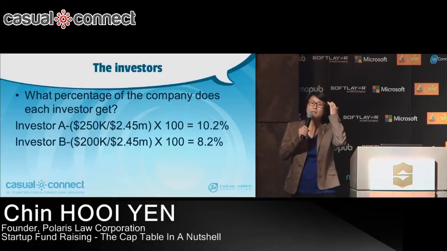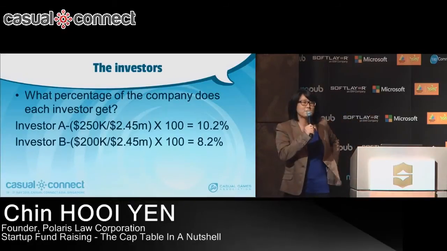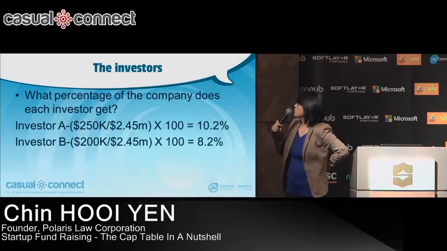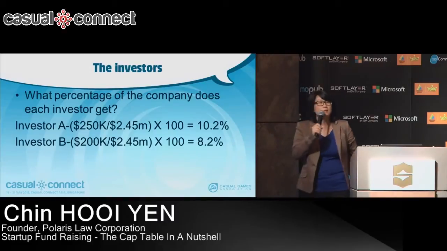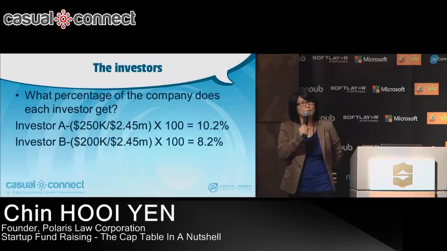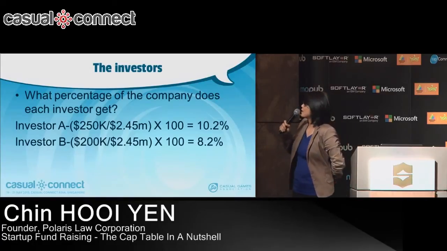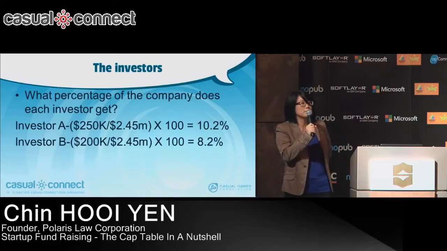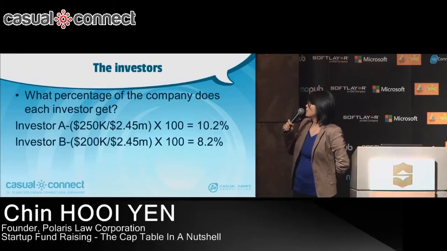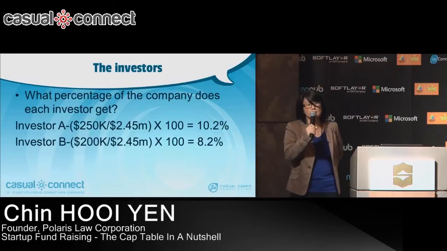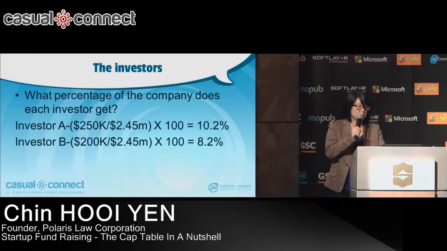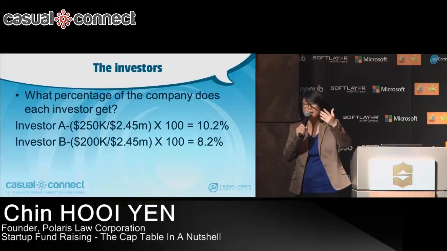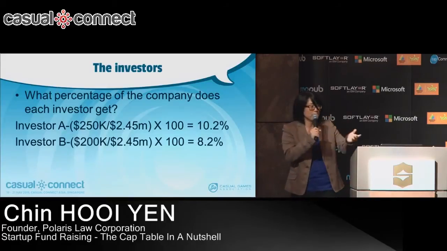Right, so more mathematics here. The numbers are kept simple because lawyers aren't really famous for being good at math, so I've kept it simple for my own benefit. So we've got two investors. We know that the post-money valuation is 2.45. So simple math again, the person who's invested 250,000 gets about 10.2% of the company. And the person or the entity that's investing 200,000 gets about 8.2% of the company, right? That's the enlarged pool, right? That is 2 million plus 450,000. That's the enlarged, the post-money valuation.